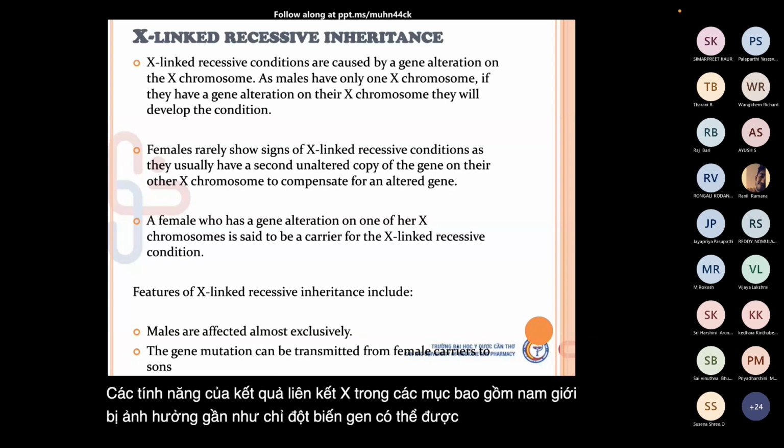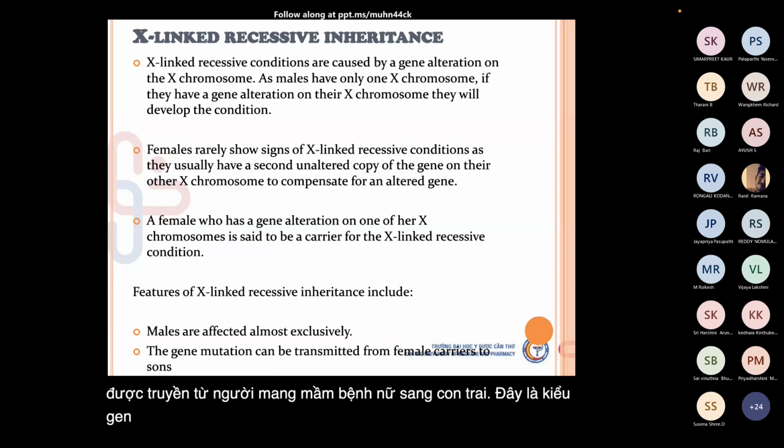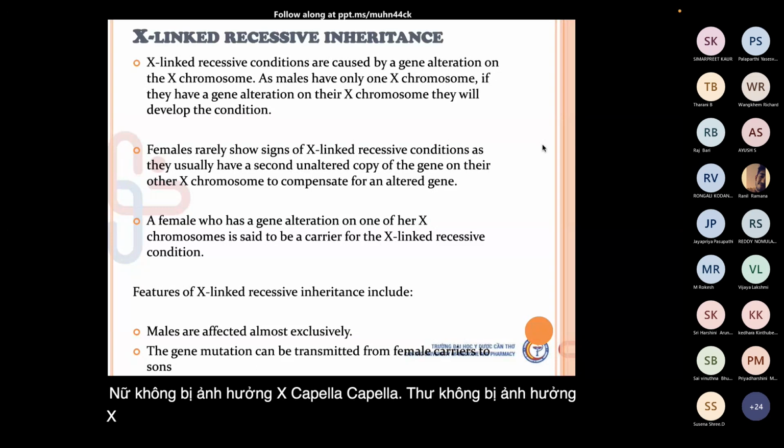Here, what is the genotype of an affected male? X^a Y. Affected female, X^a X^a. Female not affected, X^A X^A. Male not affected, X^A Y. And in X-linked recessive, the carrier will be female.